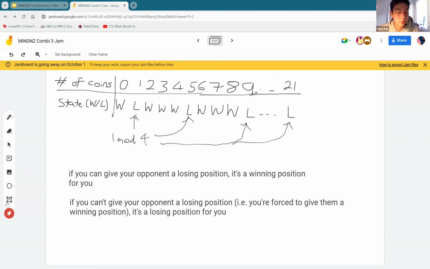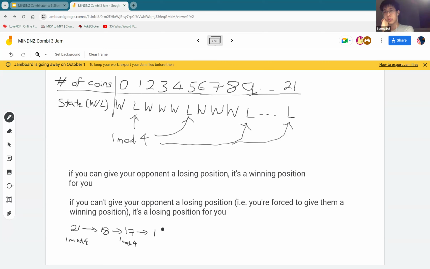An example of actually playing the game: maybe 21, then the first player takes 3 coins, leaves 18. And you want it to be one mod four. So you as the second player will make it 17. And then maybe they take away one coin, but now you can make it 13, one mod four, right?